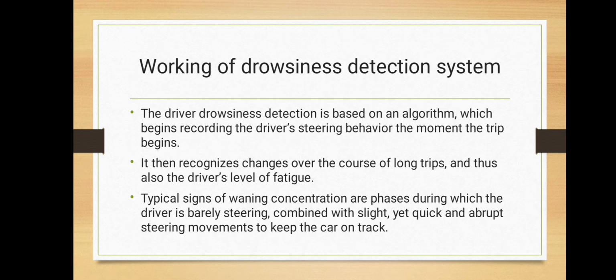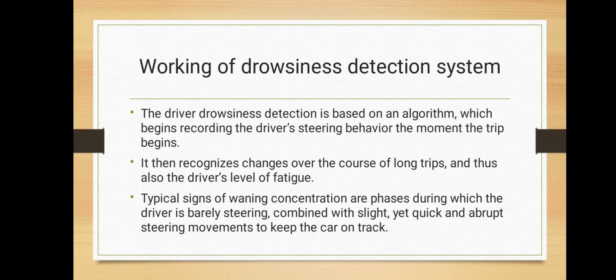Now let's learn about the working of drowsiness detection system. The driver drowsiness detection system is based on an algorithm which begins recording the driver's steering behavior the moment the trip begins. It then recognizes changes over the course of long trips and thus also the driver's level of fatigue. Typical signs of waning concentration are phases during which the driver is barely steering, combined with slight yet quick and abrupt steering movements to keep the car on track.